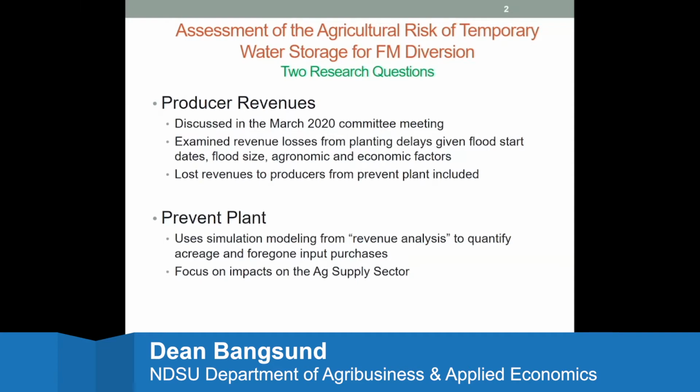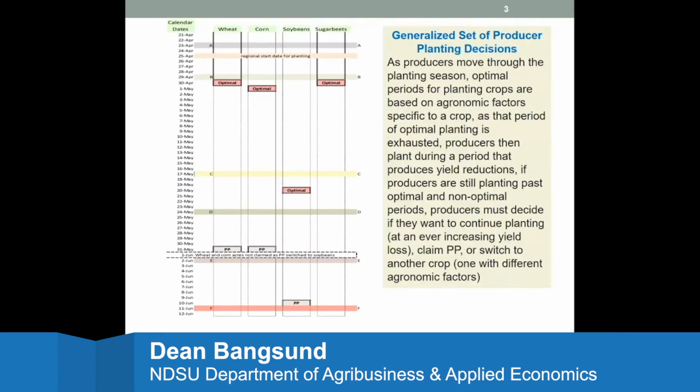So the analysis that we're talking about today really has a focus on the ag supply sector and really what the addition of having more PP in the staging area would mean for those businesses that are actively supplying inputs to producers that are operating in that area. We have a generalized set of producer decisions that are part of the modeling that we're doing. Obviously, this is a complex set of decisions that every producer goes through.